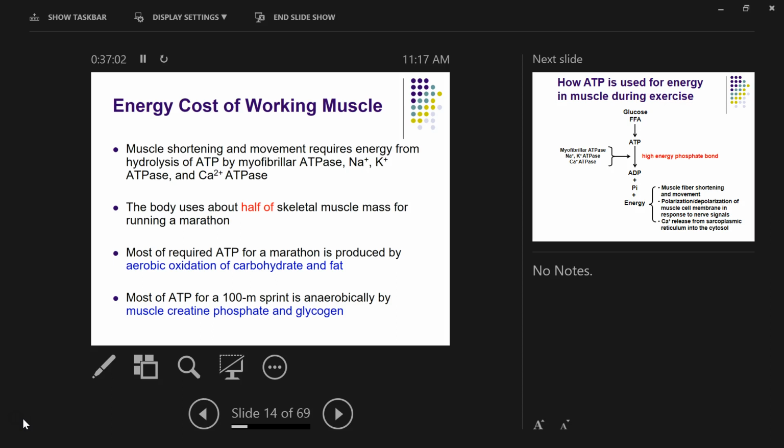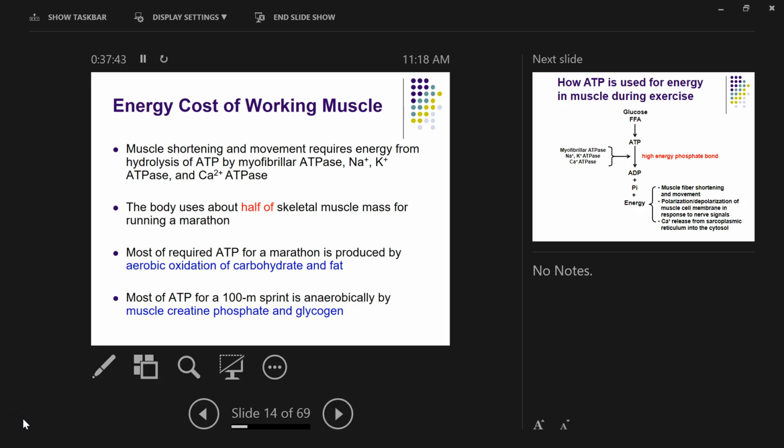100-meter sprinting is actually metabolized anaerobically, from the anaerobic metabolism of glucose, and also creatine phosphate and glycogen, right? So again, different types of exercise, aerobic versus anaerobic, utilize different sources of energy, and energy metabolism is also different. So two things are different, right?